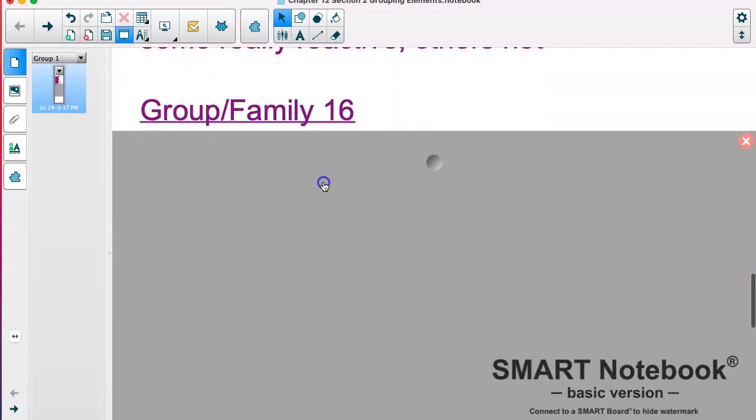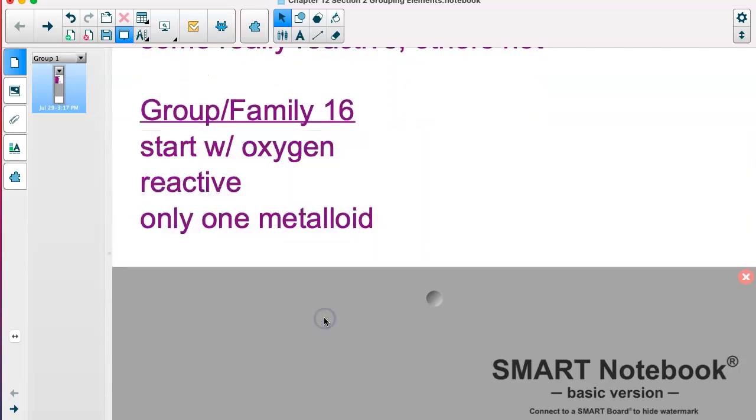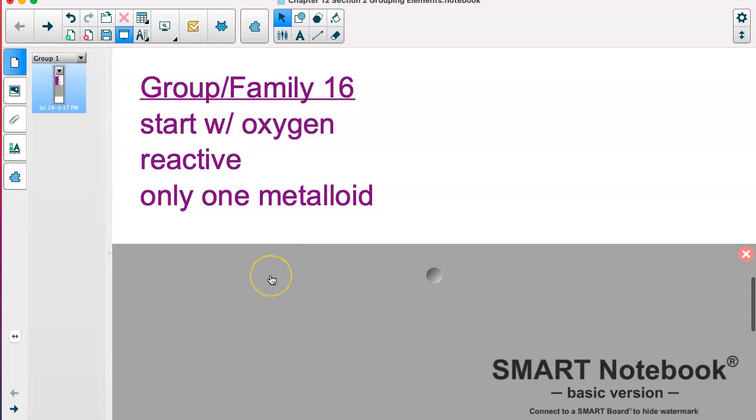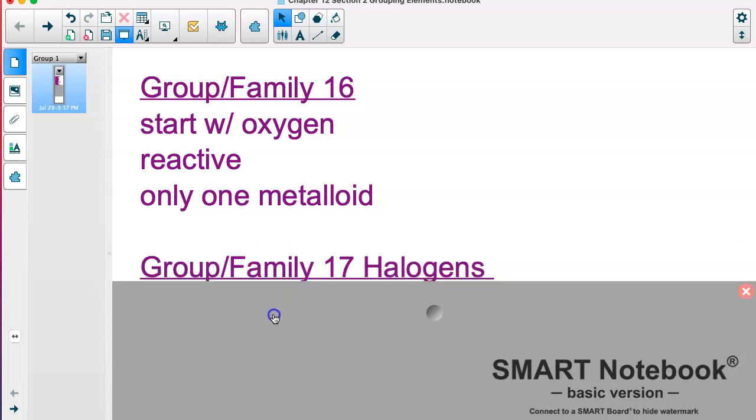Then we have family 16, which starts with oxygen, which is, of course, reactive. We know pure oxygen is dangerous to expose to a flame and reactive chemically. And there's only one metalloid in this family.